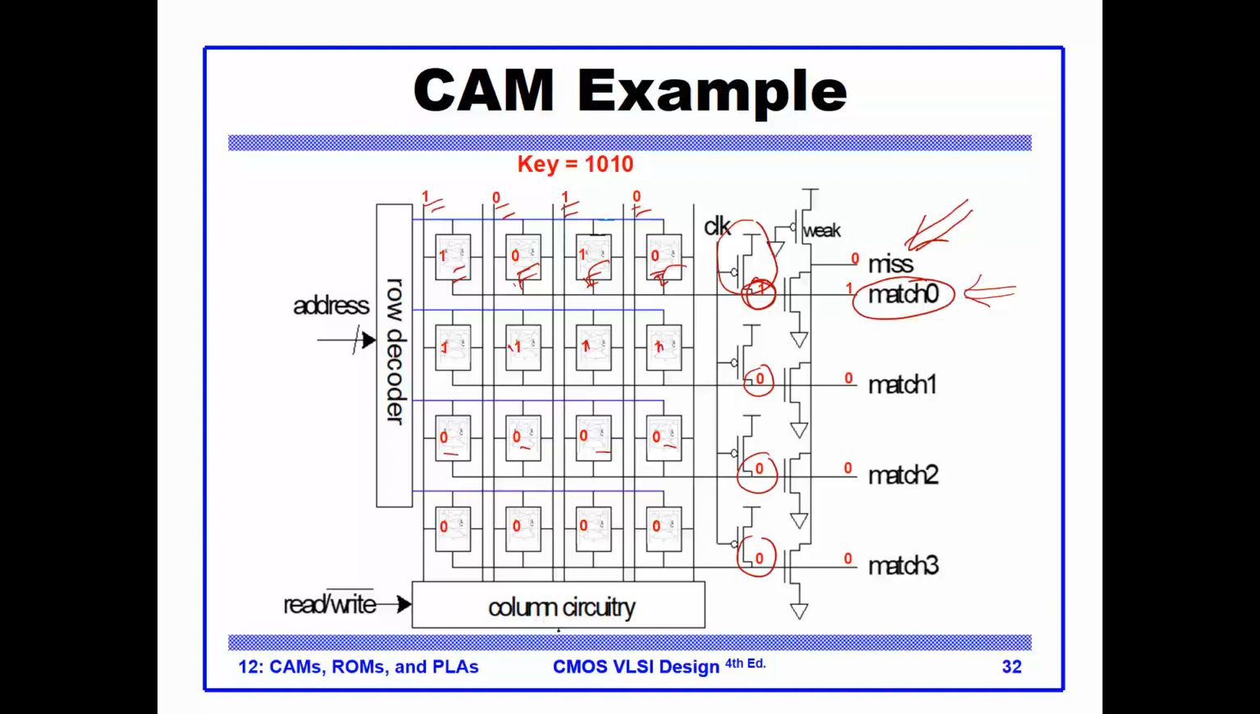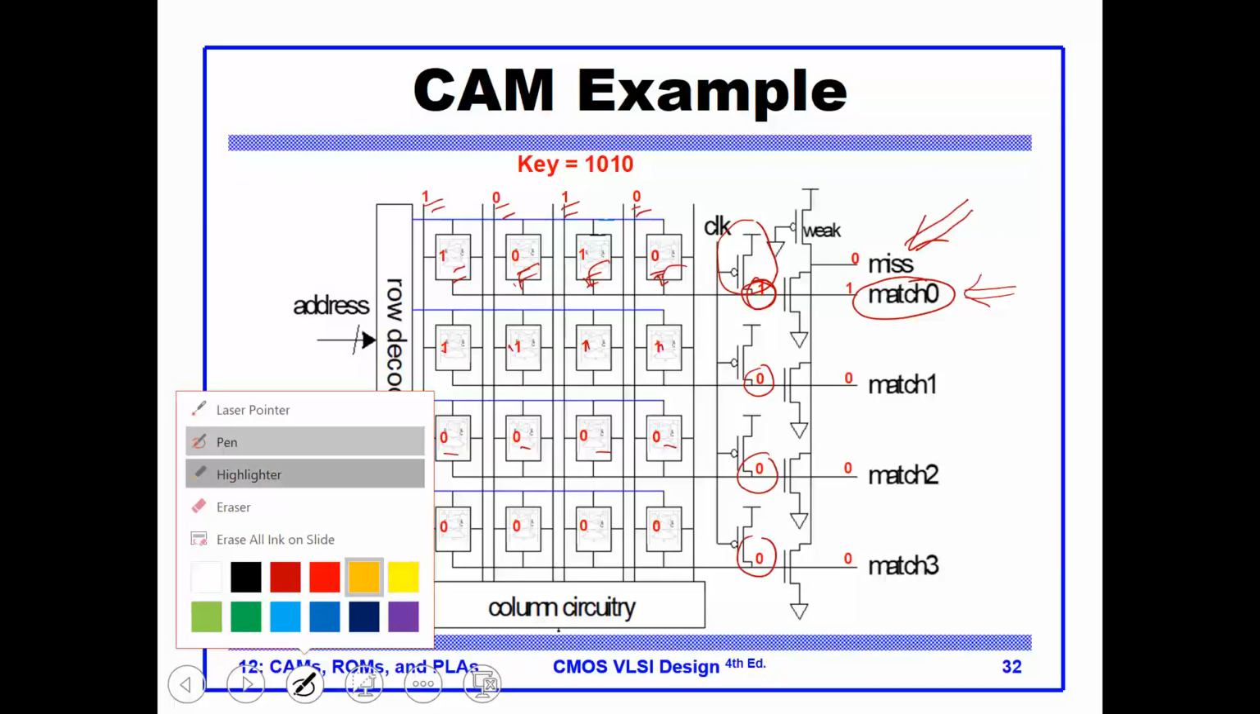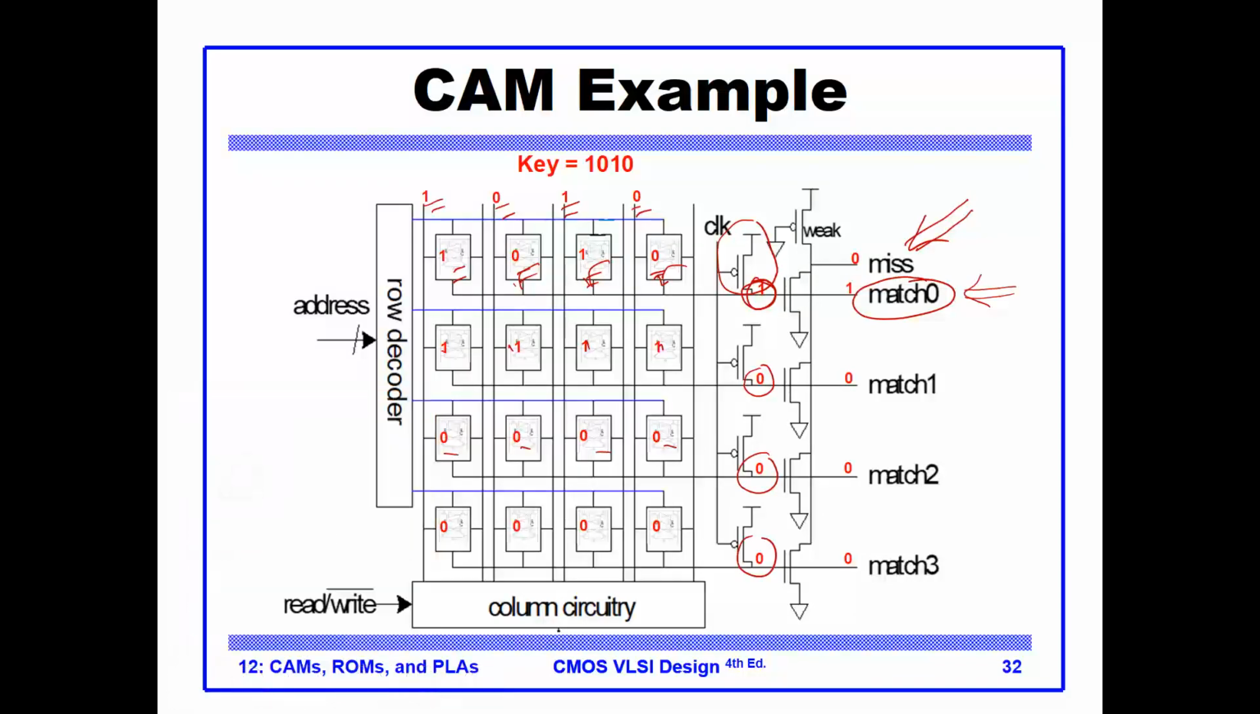If this match here is 0, then this miss line will be a 1. Of course, the data has to reflect that there is a mismatch. Now hopefully you can appreciate what we are doing, which is the XORing to evaluate these match lines, and then the miss.